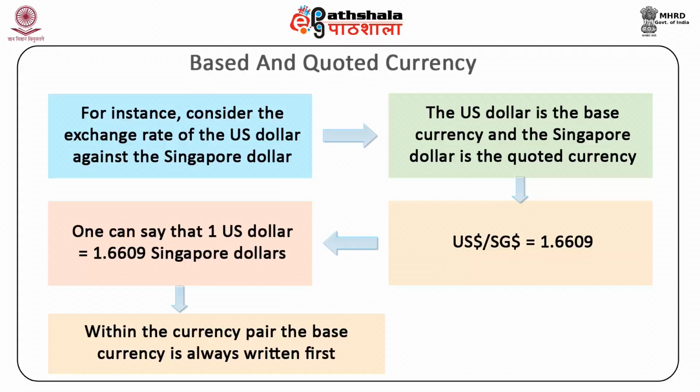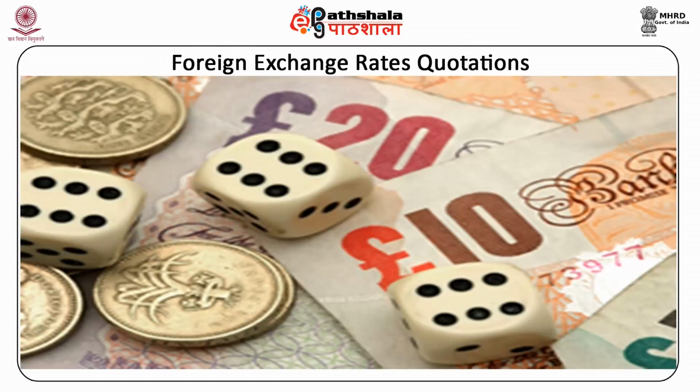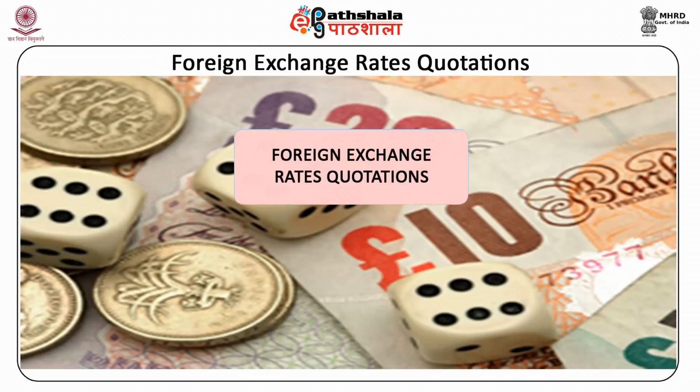The following currencies can replace the US dollar as the base currency: British pound, euro, Australian dollar, which depends upon market fluctuation, and New Zealand dollar, which also depends upon the market fluctuation. There are many cases when a currency pair does not include the US dollar. These pairs are called cross rates. For example, the British pound against the Australian dollar. Next, we will be talking about foreign exchange rate quotations.